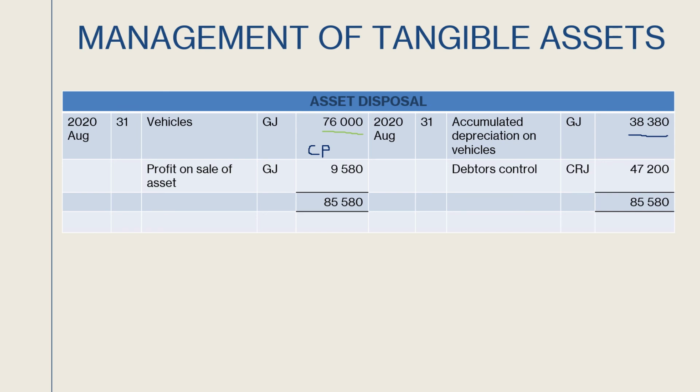And then in this case, we sold it on credit. So your contra account here has to be debtors control. This is the amount that we received for it. It was given in the information. We sold it for 47,200. So that is what we have received for it.